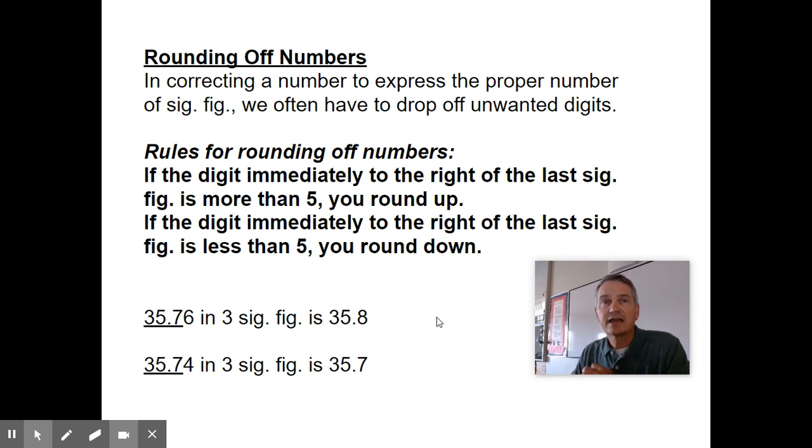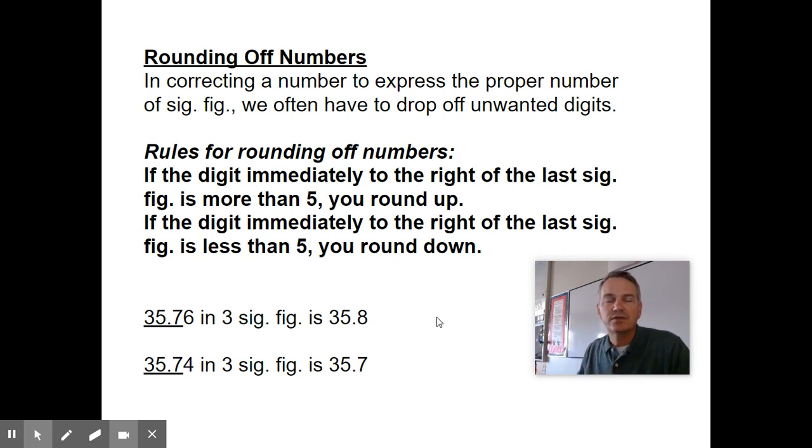Actually, I take that back. If it's 5 or up, you're going to round up. If the digit immediately to the right of the last significant figure is less than 5, you round down. Now, here's the thing. There is an entire other set of rules that deals with rounding when that number is a 5. We're not going to get to it right now, okay? So right now, 5 or more, we round up. Less than 5, we round down. When we have time in class, I will show that to you, but that's almost an entire different lecture on rounding.